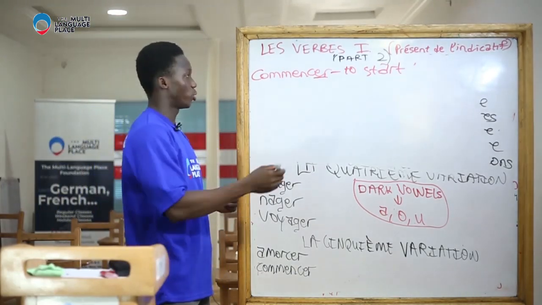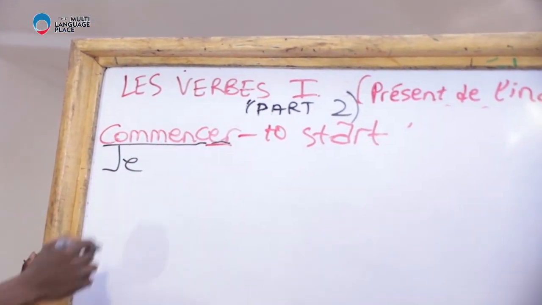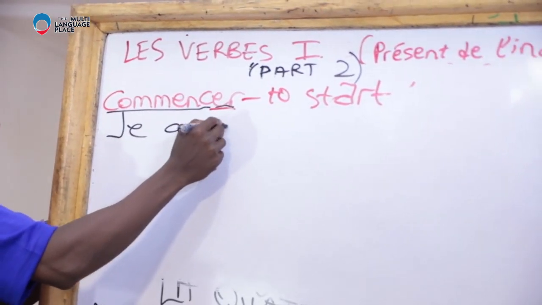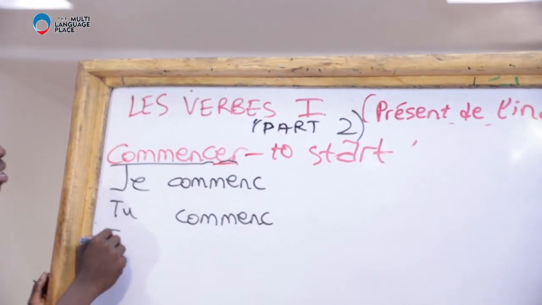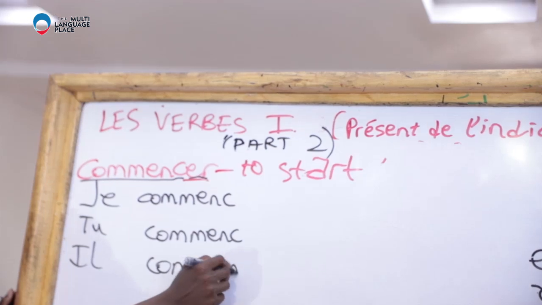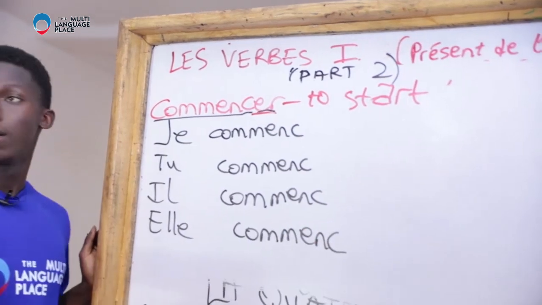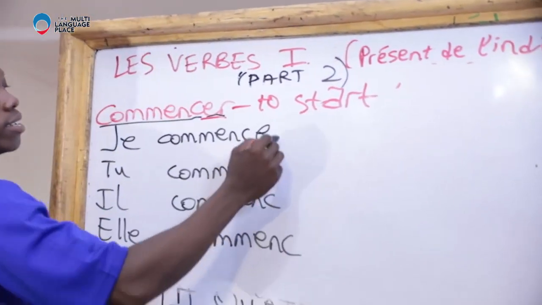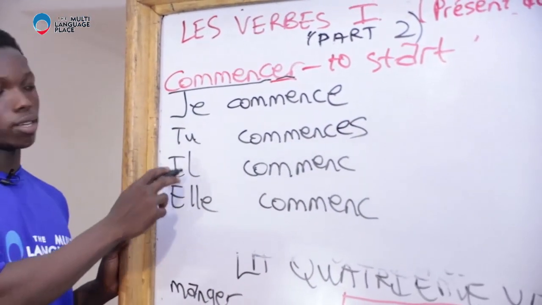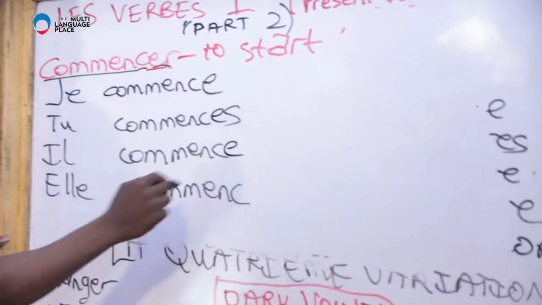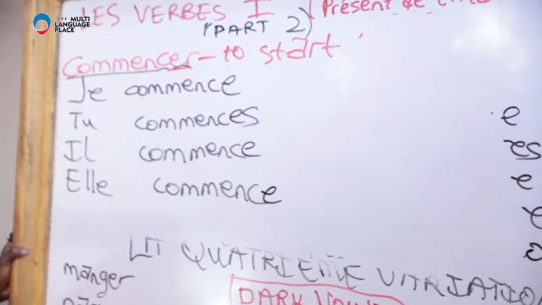Now, let's start with the conjugation of the verb commencer. Of course, once we remove the ending, what remains is the stem. So we put the stem: je commence, tu commences, il commence, elle commence. For je, you add E, je commence. For tu, you add ES, tu commences. For il, you add E, il commence. For elle, you add E, elle commence.